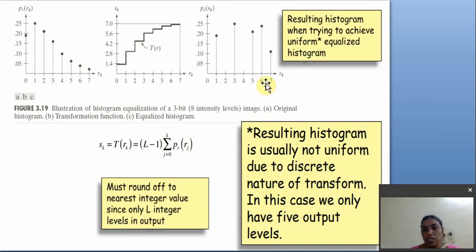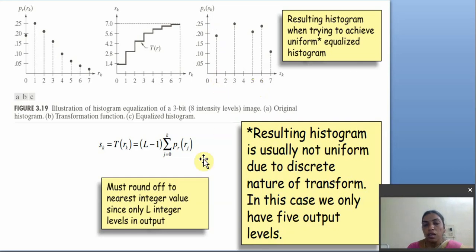Intensity levels 0 1 2 3 4 5 6 7 are there, but here we have only 1, 3, 5, 6, 7. So the remaining 0 to 4 intensity levels are there, but the number of pixels with those intensities in the enhanced image is nothing but 0. That means there are no pixels with the 0th intensity, no pixels with the 2 intensity, and no pixels with the 4 intensity.